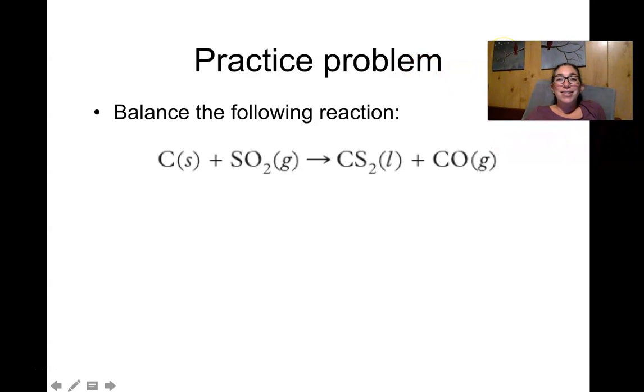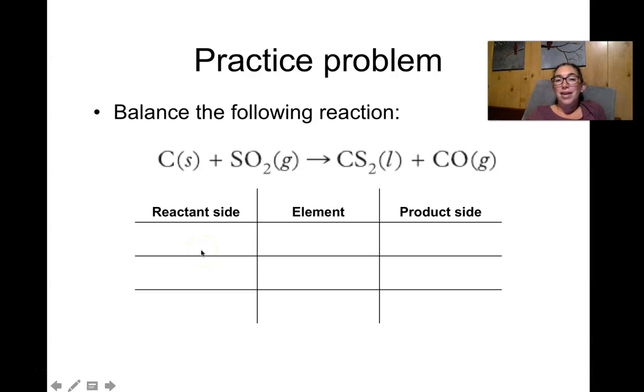Usually in class I would have you stop and practice this one yourself, and I'd go around and check it. But I'm just going to work it for you. One last problem here. We're going to make our table and list our elements. Carbon, sulfur, and oxygen are the elements represented in this equation. We have 1 carbon, 1 sulfur, 2 oxygens on the reactant side. On the product side, we've got 2 carbons, 1 in each substance there. We have 2 sulfurs, S2 is 2 sulfurs, and we have 1 oxygen.